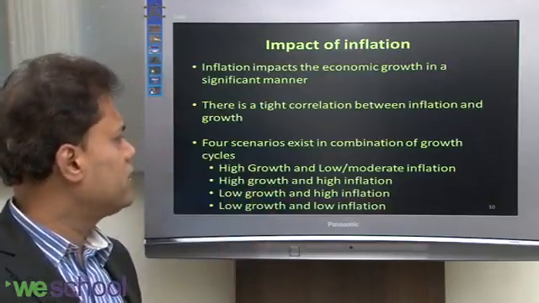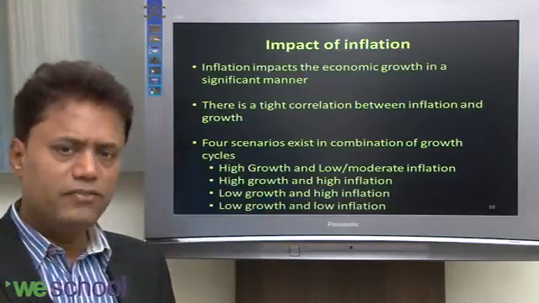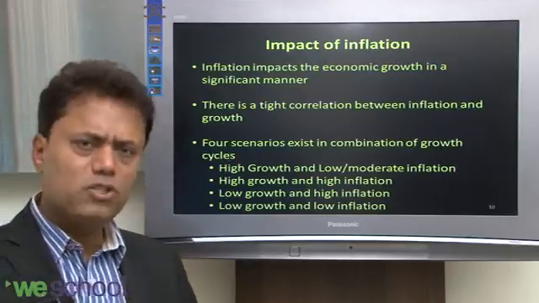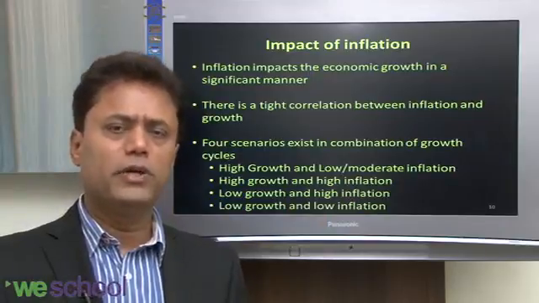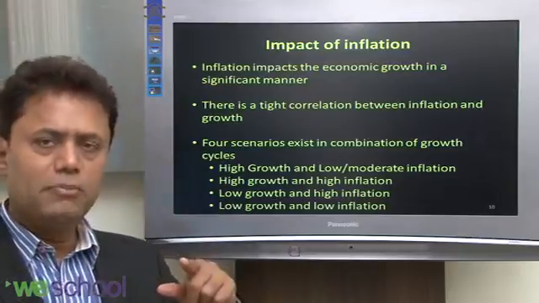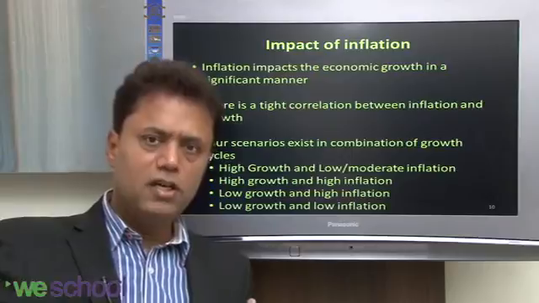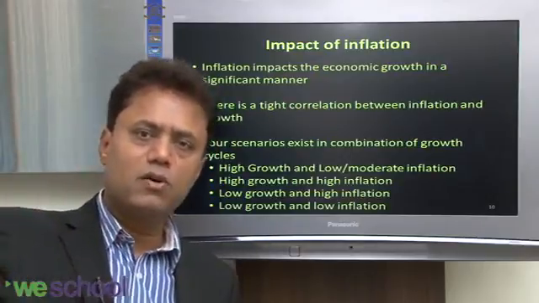There are different scenarios: high growth and low or moderate inflation, high growth and high inflation, low growth and high inflation, low growth and low inflation. These are four possible scenarios. There could be some other scenarios also at a particular point in time. Let's take up these four in a growth cycle, because growth is not going to be linear. Growth is going to go through fluctuations. It is going to go up and then stabilize and then come down a little bit and then go up.